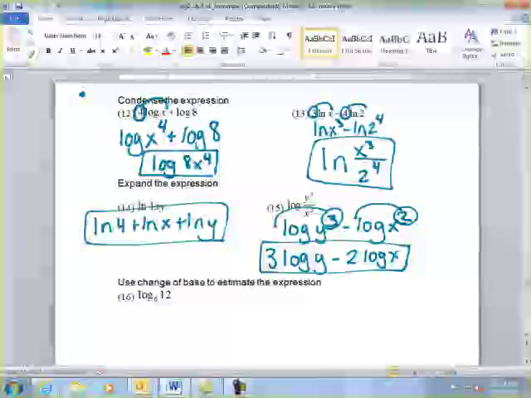Base formula. Even though our calculator can only do base 10 and base e, the change of base formula is that you are going to take the log of the inside divided by the log of the base. So for this question, that would be the log of 12 divided by the log of 6.